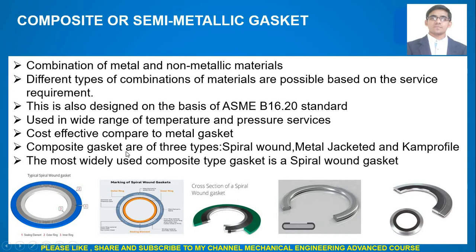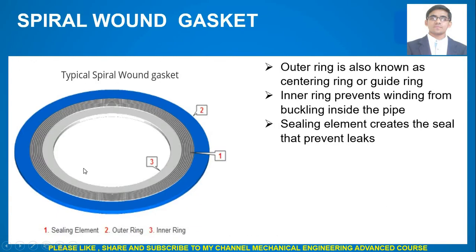This composite gasket is of three types: spiral wound gasket, metal jacketed gasket and CAMPROFILE gasket. And in all these three, the most widely used composite type gasket is the spiral wound gasket. As you can see here, these all three are spiral wound gasket. And this is metal jacketed gasket, and this one is CAMPROFILE gasket. So I will explain each of them one by one. So let's see a spiral wound gasket.